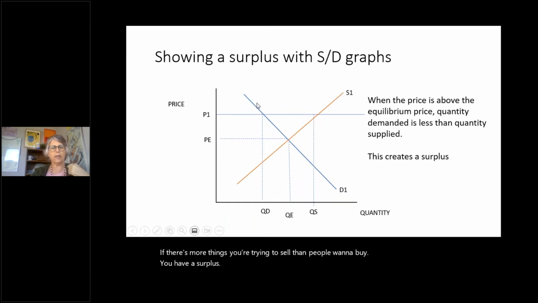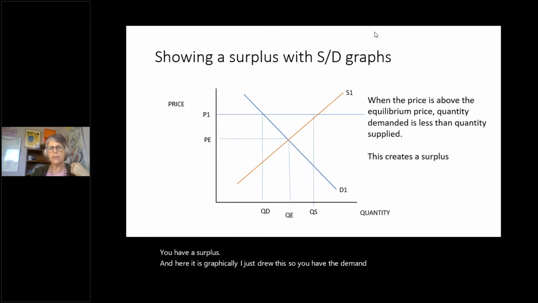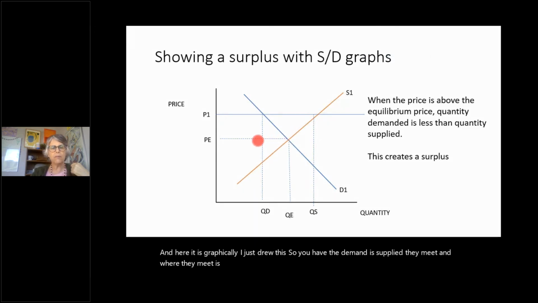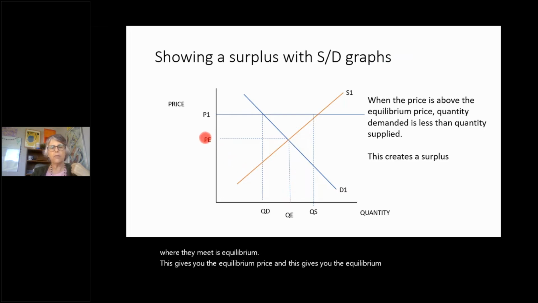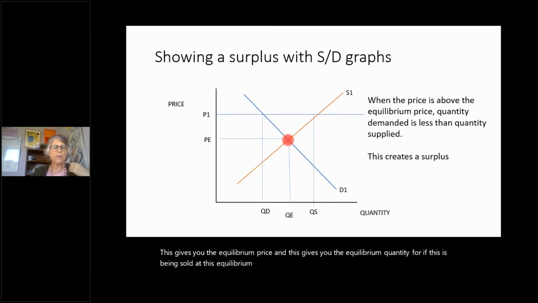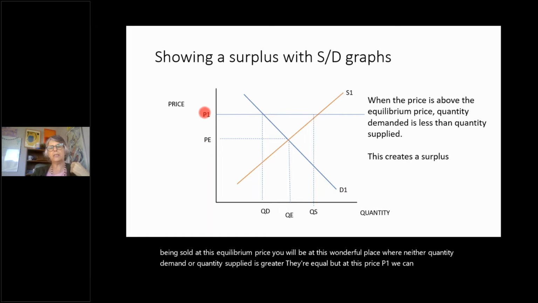And here it is graphically. I just drew this. So you have the demand and supply, they meet, and where they meet is equilibrium. This gives you the equilibrium price, and this gives you the equilibrium quantity. If this is being sold at this equilibrium price, you will be at this wonderful place where neither quantity demanded nor quantity supplied is greater. They're equal. But at this price, P1, we can see that this price is too high for this market.